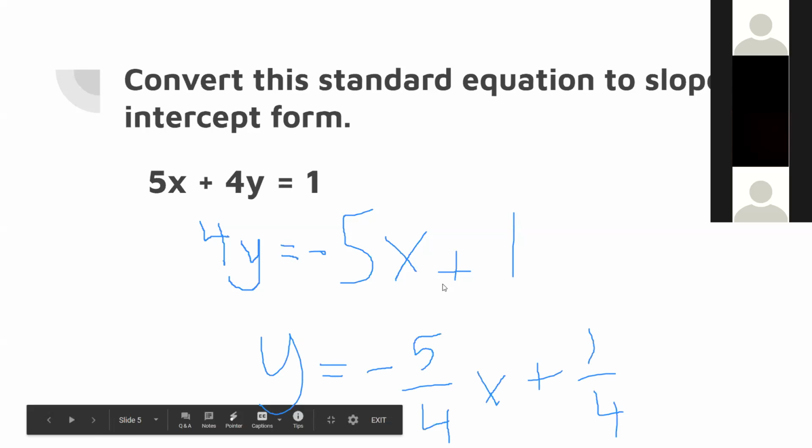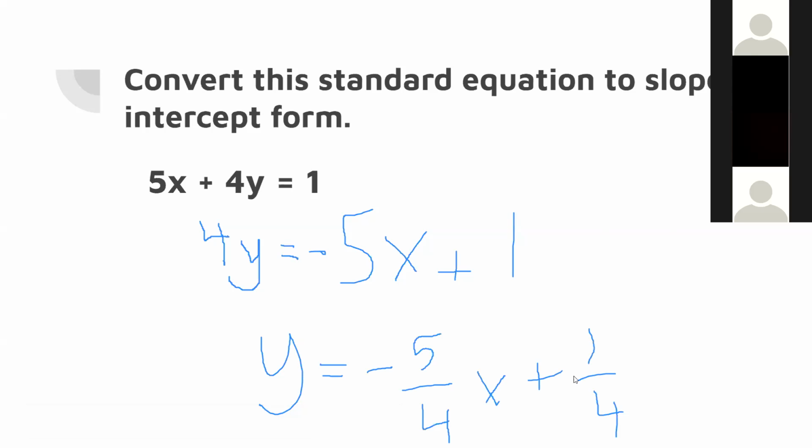Did anyone also get this answer? No? Okay, cool. What did you get? Nothing? Oh no, that's okay. Do you understand how we got to y equals mx plus b? Okay, so I'm going to ask a couple of questions. What's the slope of this line? -5/4. Yep. And is that going up or going down? Going down. Yep. And then what's the y-intercept of this line?